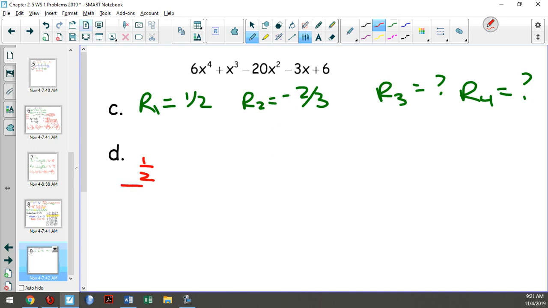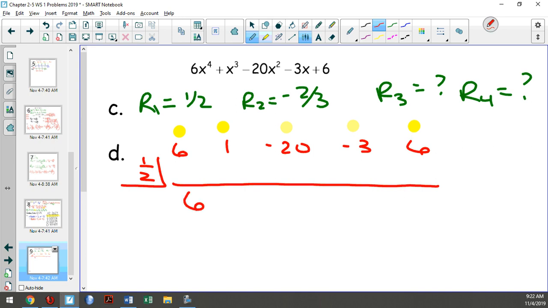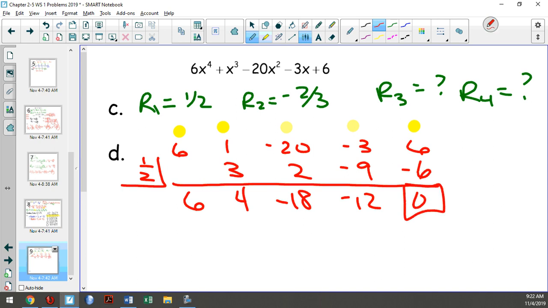So I have 1/2 here. That goes, and I'm going to have a 6, a 1, a -20, a -3, and a +6. 4, 3, 2, 1, 0. I'm okay, right? So I'm simply going to do synthetic division. We're running out of time here, so I'm probably going to keep going. Drop the 6. 6 times 1/2 is going to be 3, plus 1 is 4, times 1/2 is going to be 2. This is a -18. Times 1/2 is -9. This is going to give me a 12. Negative times 1/2 is going to be a -6, which gives me 0. Is that what I wanted? Yes. So that drops me down to degree 3.